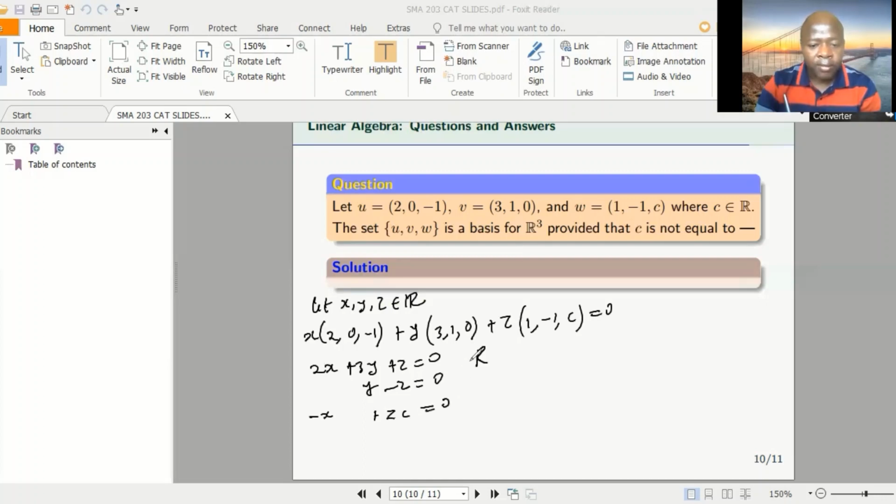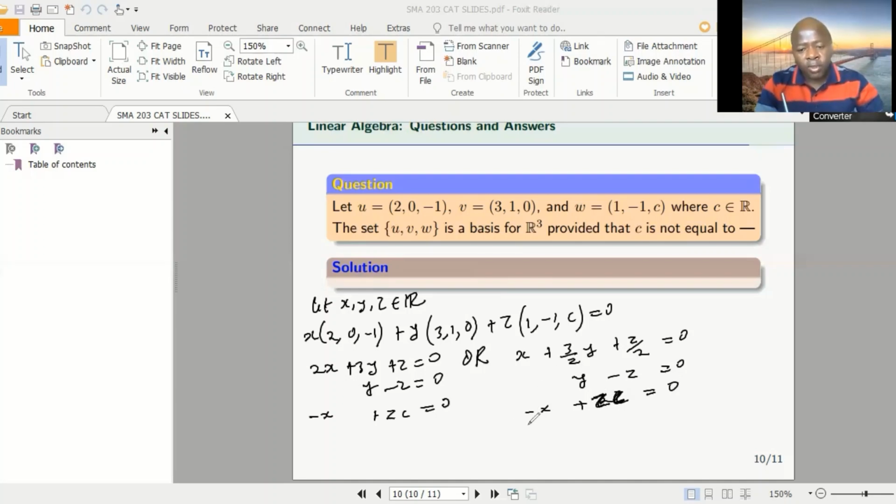Reduce this to echelon form. First of all, divide the first equation by 2. There is 0X plus 3 over 2 Y plus Z over 2 is equal to 0. And this other equation remains the way it is. And this other equation also remains the way it is. Or this is ZC. This is Z, not 2Z. Now I want a zero in this position. So what I will do, the first equation remains the way it is.